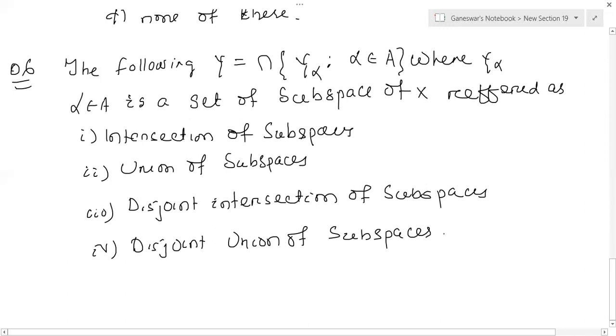So which one is true according to the definitions? Y is equal to the intersection of Y alpha, where alpha belongs to A. Alpha belongs to A is the set of subspaces of the vector space X, which therefore is the intersection of subspaces. That is the first, which is true: the intersection of subspaces of a vector space.